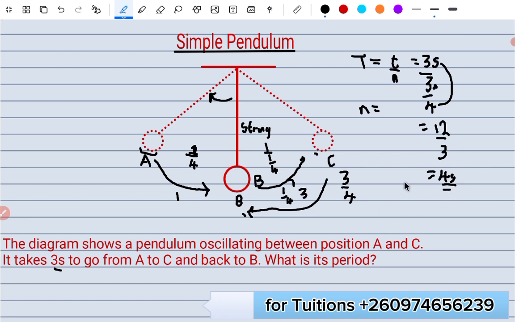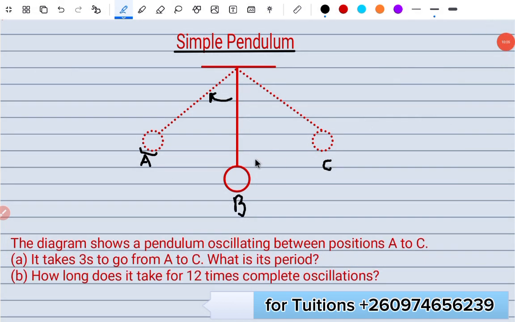So the tricky part here is finding the N. So how did I count? 1, 2, 3. Okay, 3 over the complete, which should be 4. So that's why you say over 4, because it has to go 1, 2, 3, 4, but then it didn't complete, so it went 1, 2, 3, and that's how you find 3 over 4. Then you always multiply this one and this one, which gives you 12. The denominator 3 into 12, so 4 seconds. So the period here is 4 seconds.